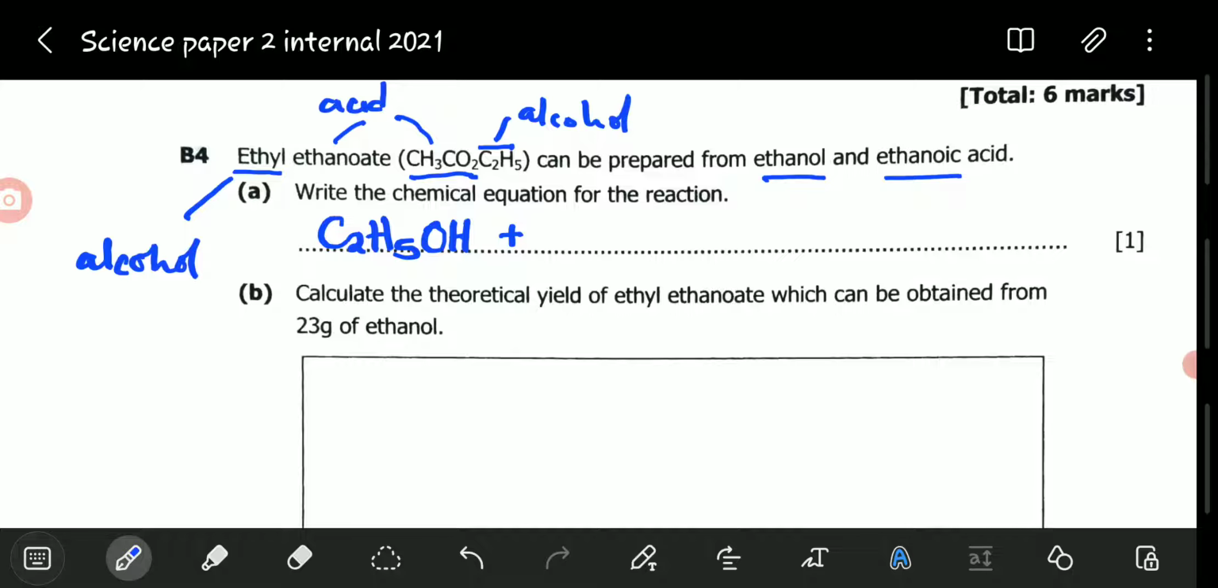Then plus. Then I get the first part of the formula, which is CH3CO2. When I reach the O2, I will just add a hydrogen at the end there. So this is my carboxylic acid. Then I say it will give us, and I write the whole ester: CH3CO2C2H5.